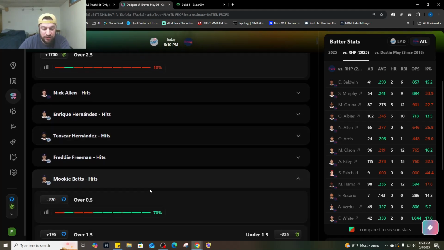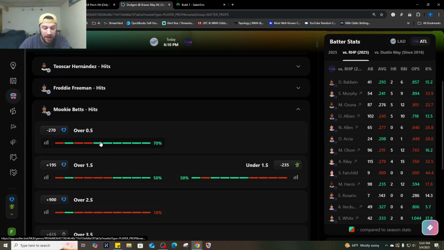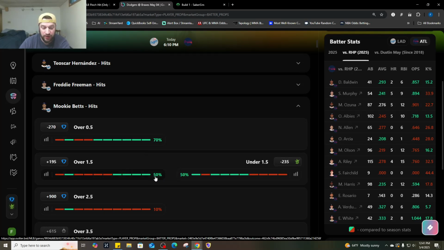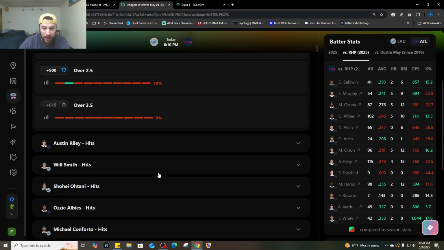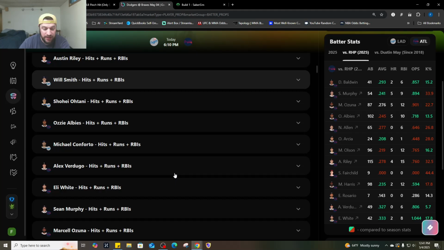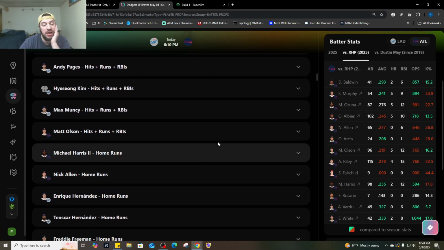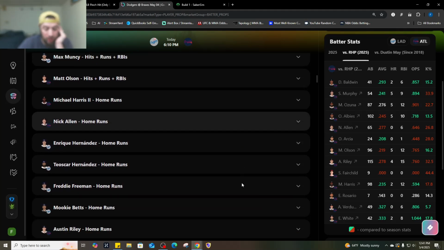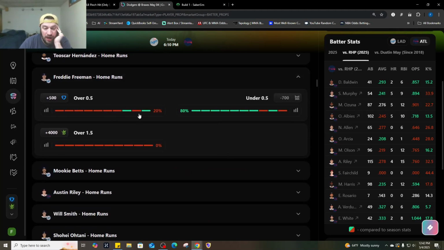Mookie Betts hits. You could see in his last 6 games in a row, he's gotten at least 1 hit. In his last 4 straight games, he's gotten 2 hits. So just different ways. You can go over-under bases, home runs. So if you have a feeling someone might hit a home run, like Freddie Freeman, you can see he's plus 500 on FanDuel. That's just what you have there.